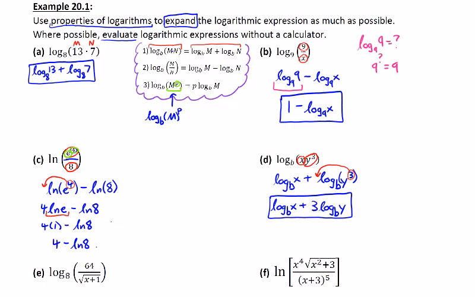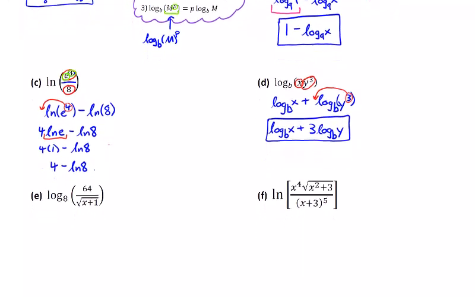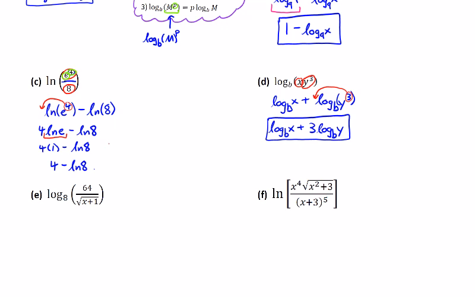We got 2 more, part E and part F. For part E, I see 64 in the numerator, square root of x plus 1 in the denominator. Seems like a good use of the quotient rule. We'll write this as log base 8 of 64 minus log base 8 of the square root of x plus 1. The log base 8 of 64, you can evaluate that without a calculator. That's going to end up being 2.